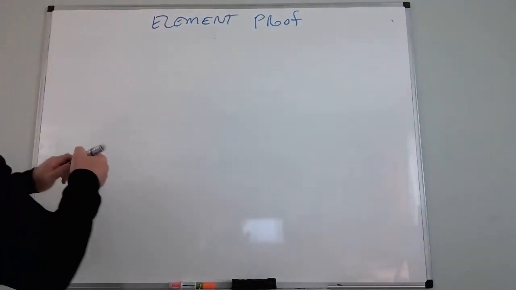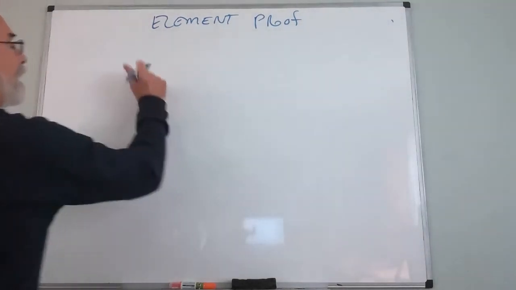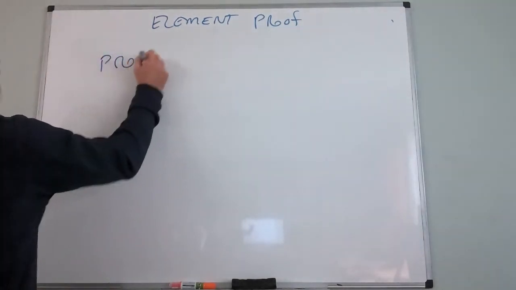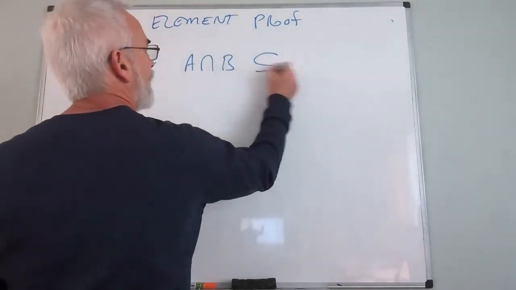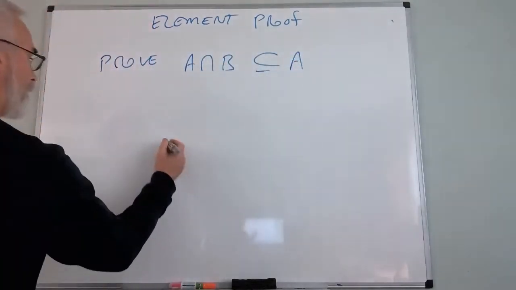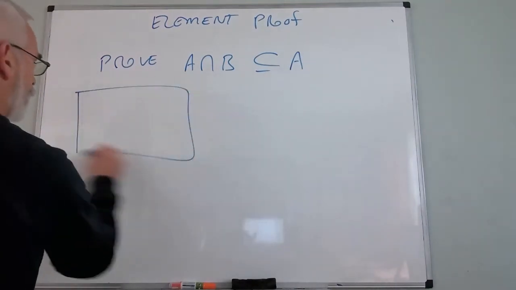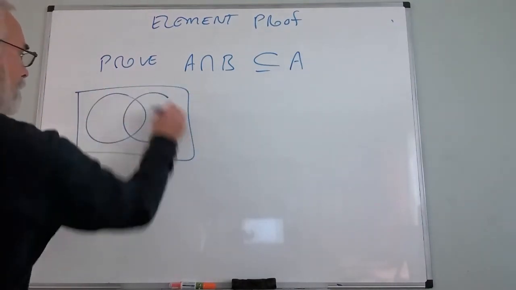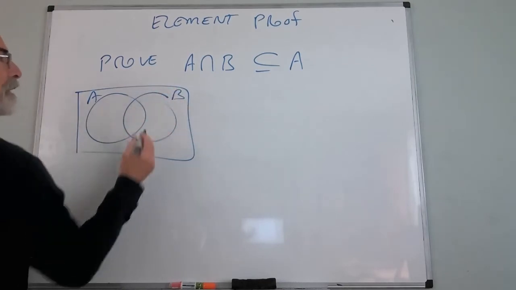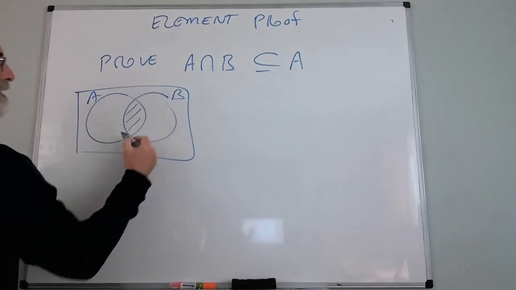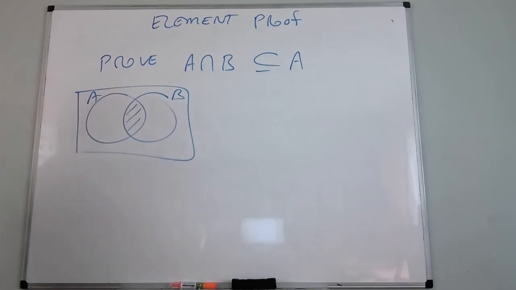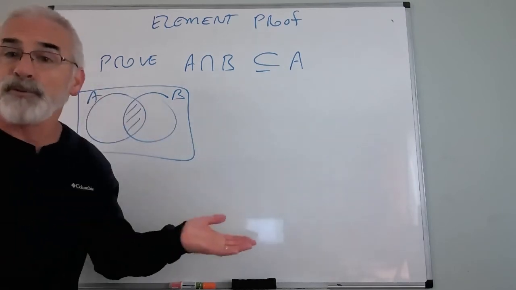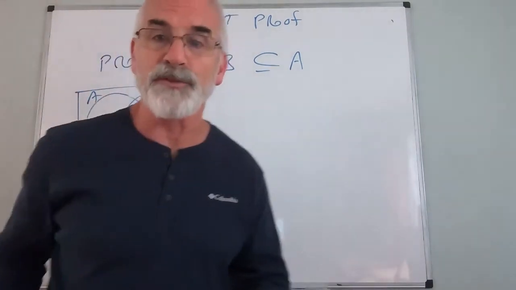All right, let's do a really simple one. Let's prove that A intersect B is contained in A. From a Venn diagram standpoint, I think we all agree with that. Here's A, here's B, here's the intersection. Do you agree that the intersection is in set A? Yeah. I want to prove this, though. I think it's kind of obvious, but we want to prove it.